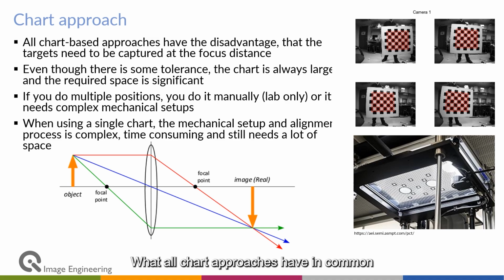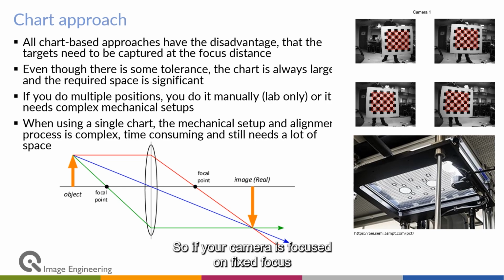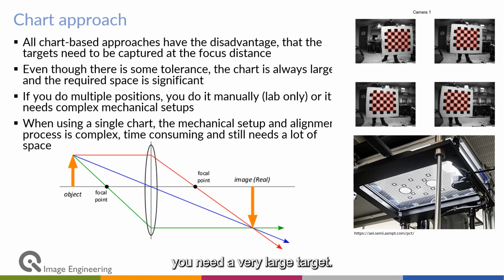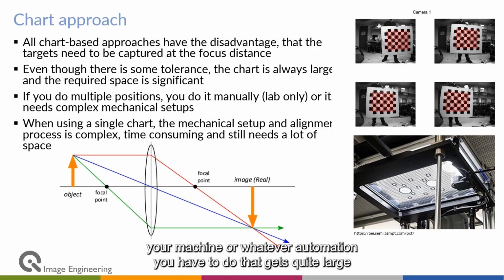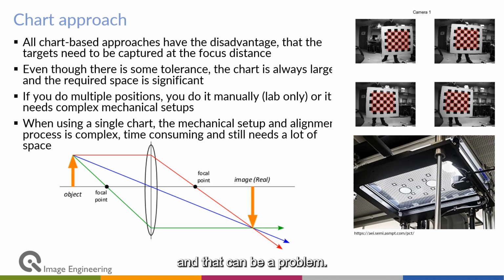What all chart approaches have in common is that we need to have the chart in the focal plane. So if your camera is focused and fixed focus to several meters distance, or even to infinity, you need a very large target. And that can be done in the lab. So you have, I don't know, a square meter of test target, you can rotate it around. But if you think about production line, that's really a problem, because then you get a huge footprint. Your machine or whatever automation you have to do that gets quite large, and that can be a problem.